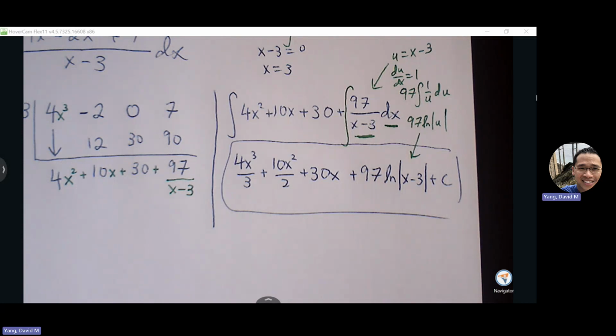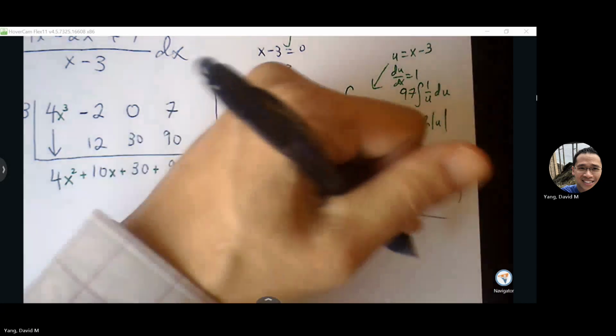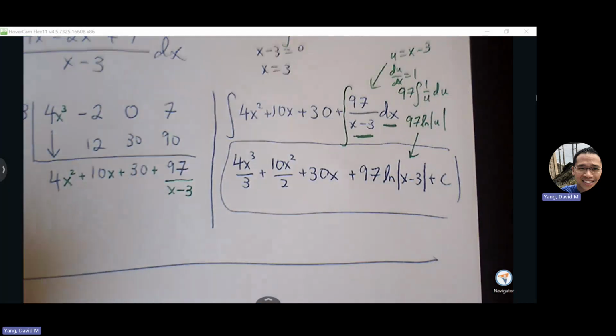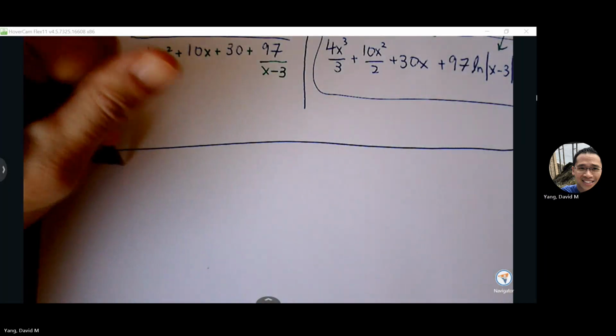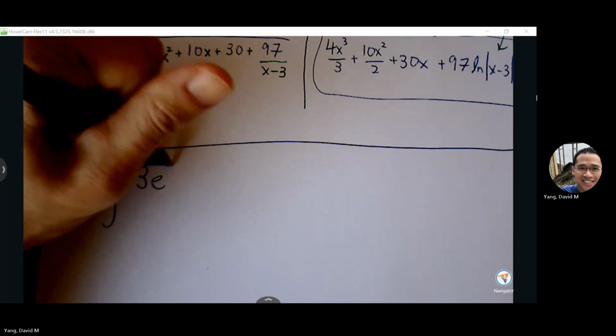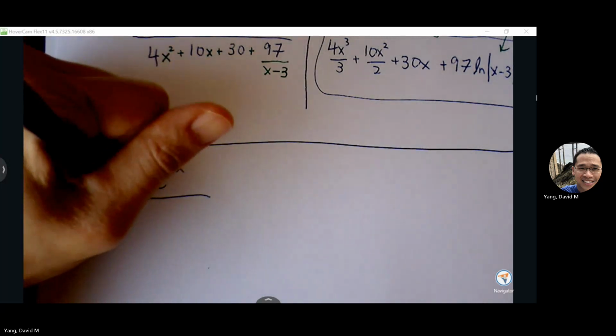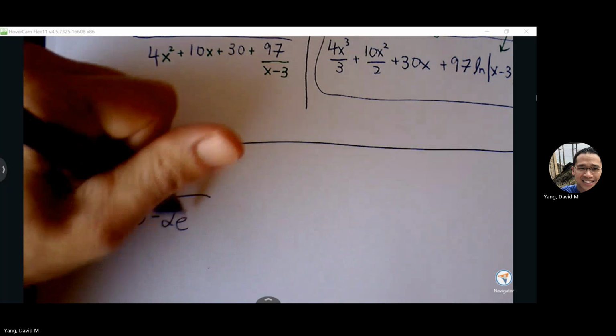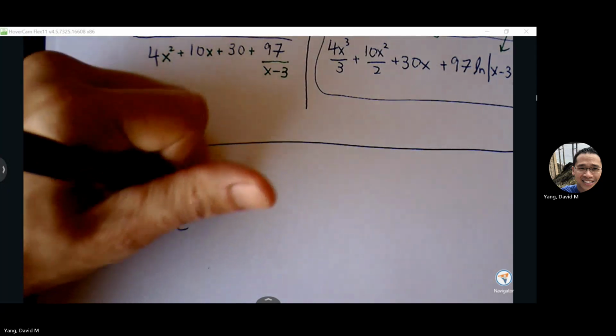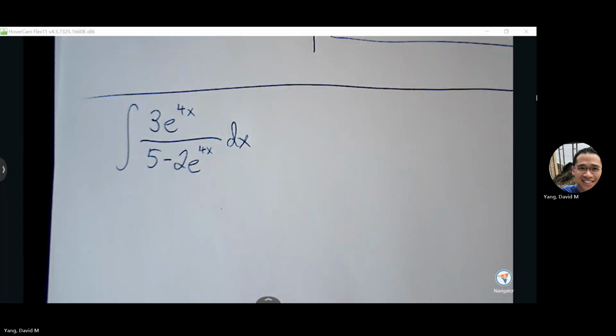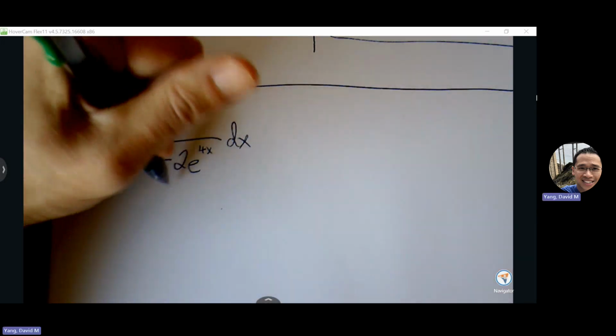Okay, let's do one more. Everybody okay so far? Okay, too many terms for us to split up. Our next option is u substitution. It could be our u value. Yeah, the entire denominator, right?